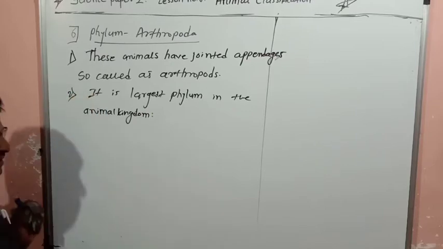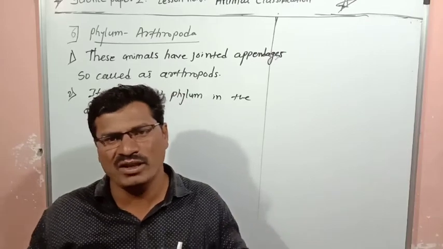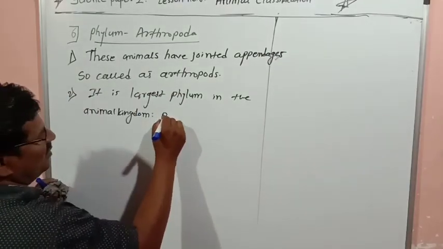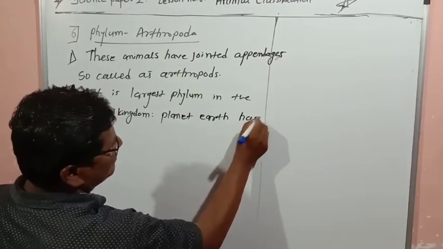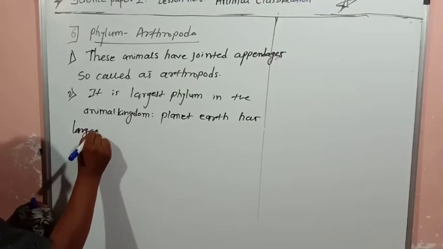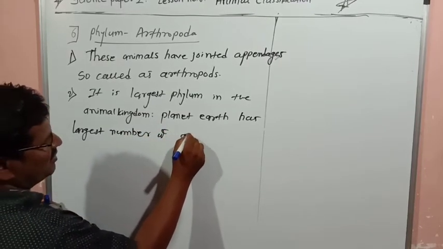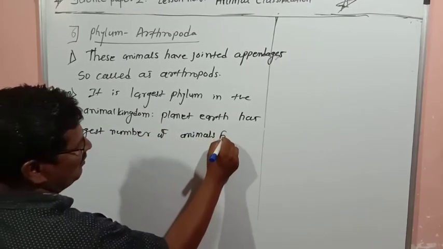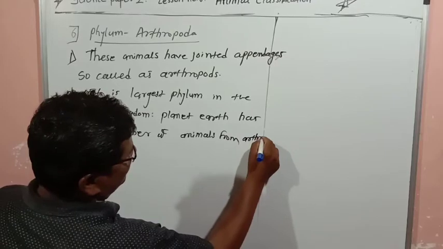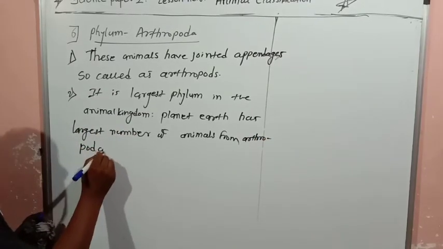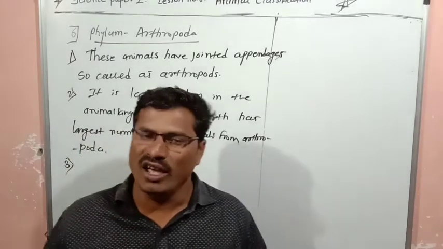But why is it the largest? Because planet Earth has the largest number of animals from this phylum, from the phylum Arthropoda.